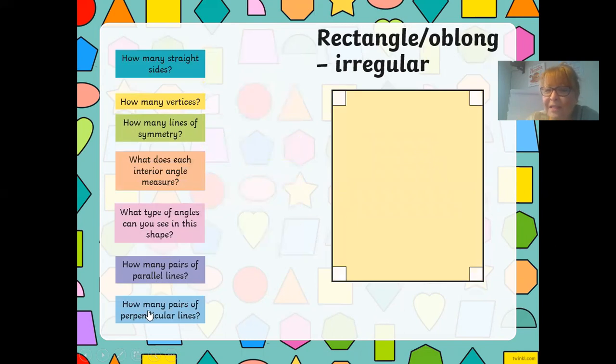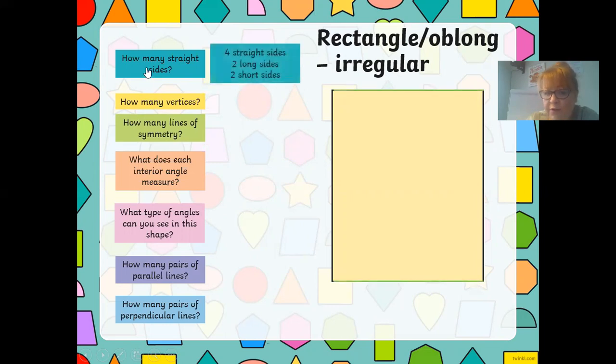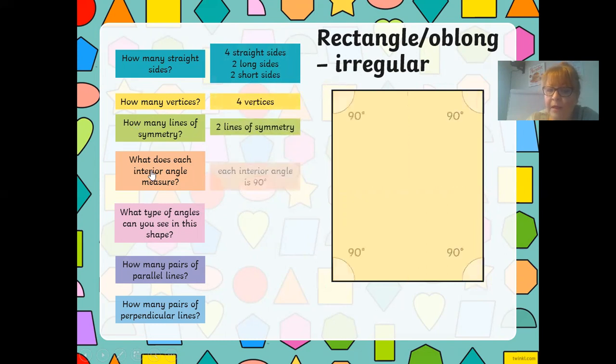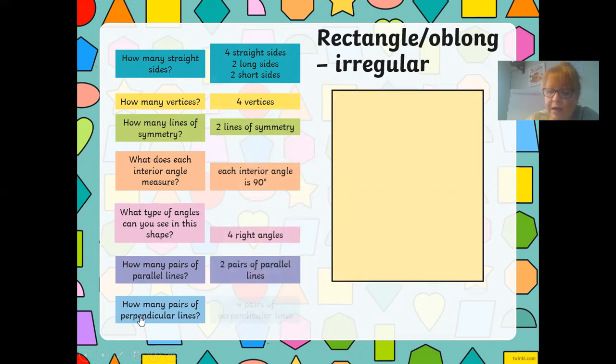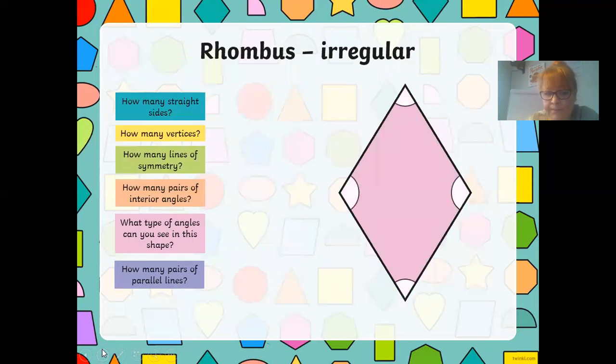Okay. So rectangle, we can also call it an oblong. Looking at our rectangle, we've got 4 straight sides, 2 long, 2 short, 4 vertices, 2 lines of symmetry, not 4 like the square. Each angle is 90 degrees because it is a right angle. It has got 2 pairs of parallel lines and 4 pairs of perpendicular. If I don't mention that on a shape, that's because it hasn't got any.